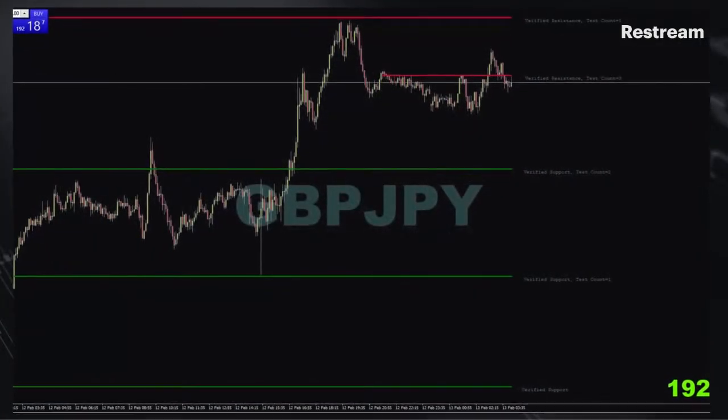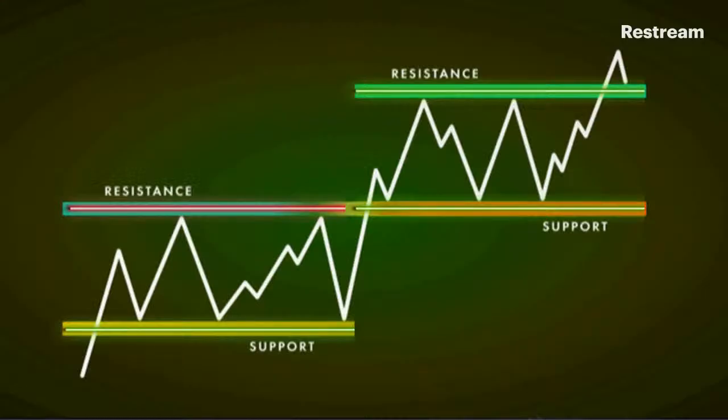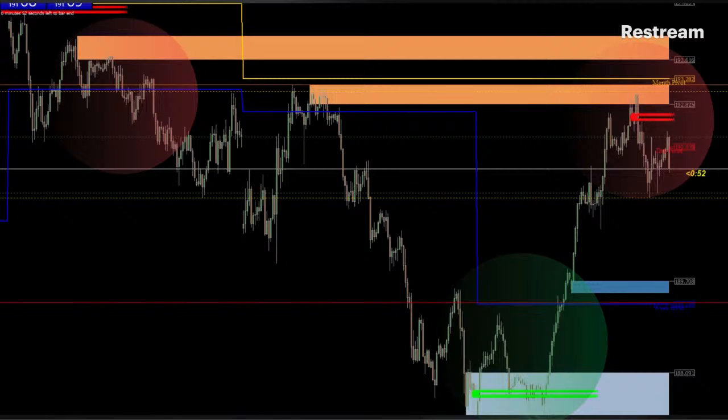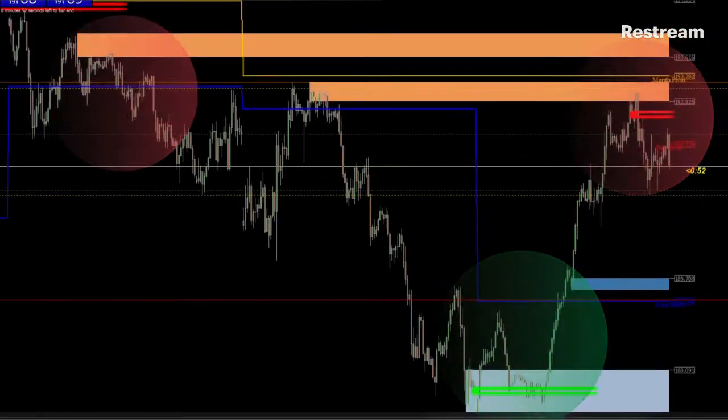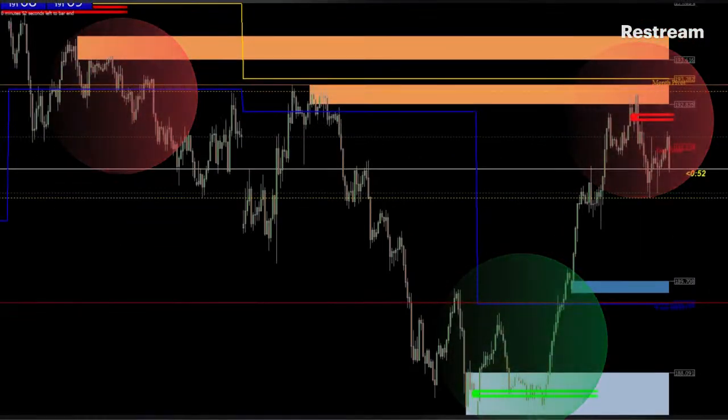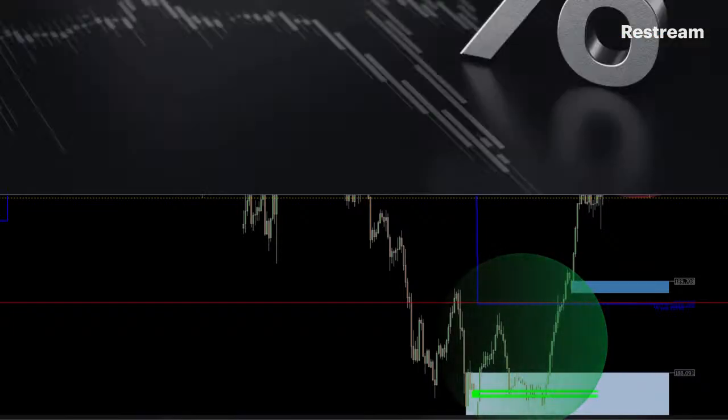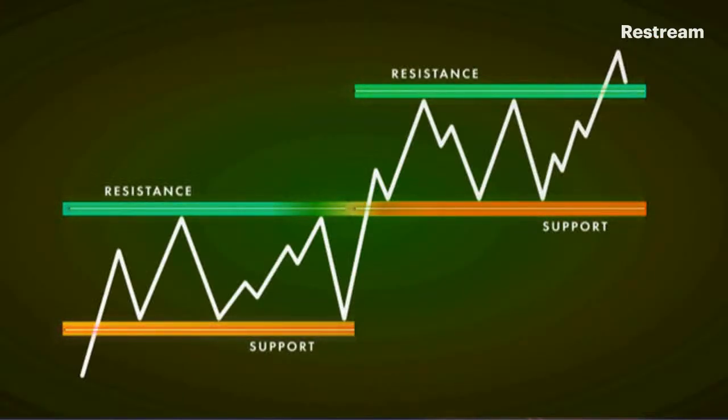Support and resistance aren't fixed price levels. They're zones. New traders slap horizontal lines on a chart and expect price to respect them perfectly. But in reality, institutions don't trade like that. Instead of a single line, think of support and resistance as a zone where price can react.